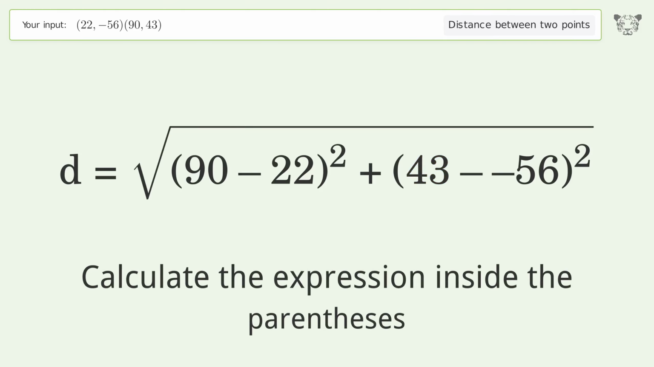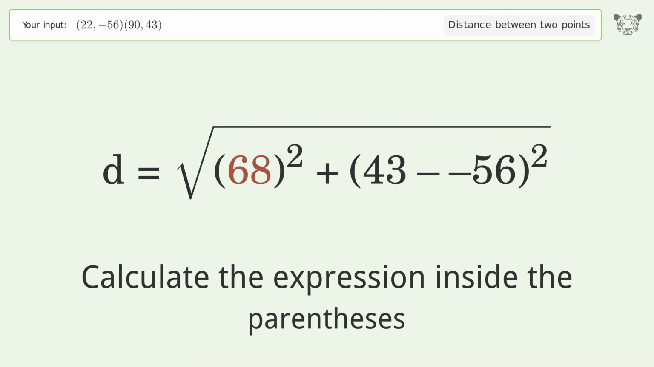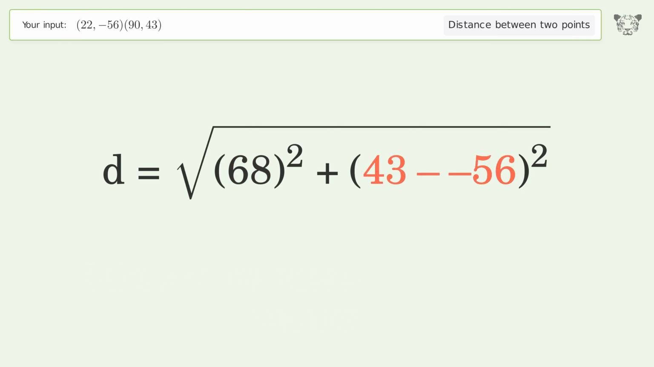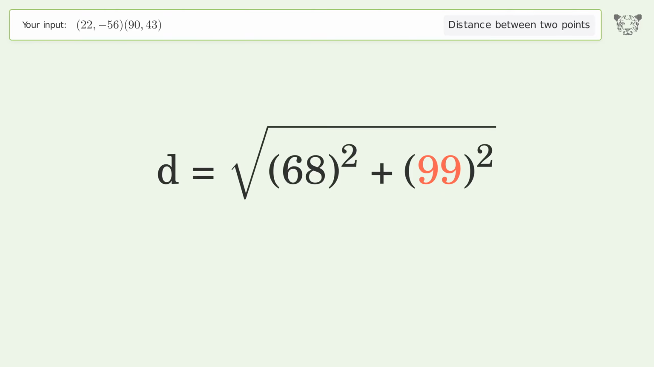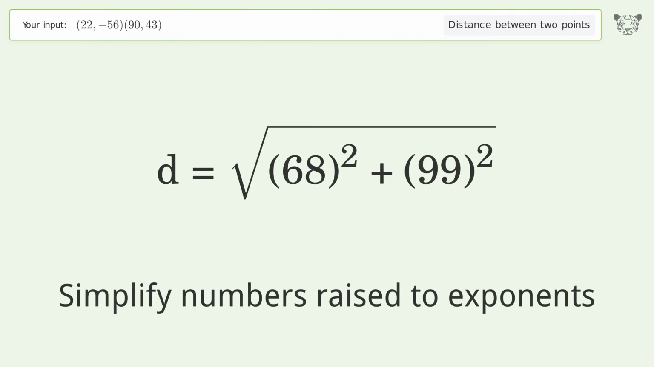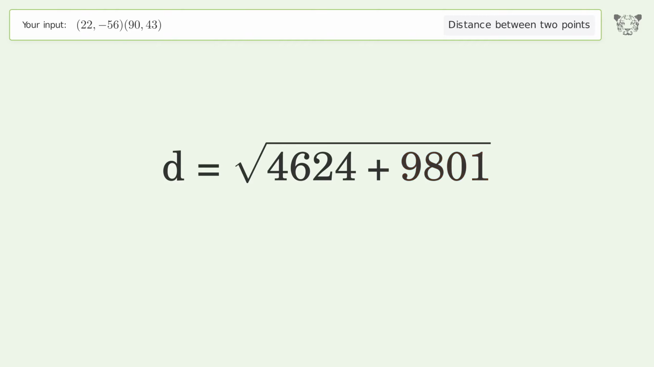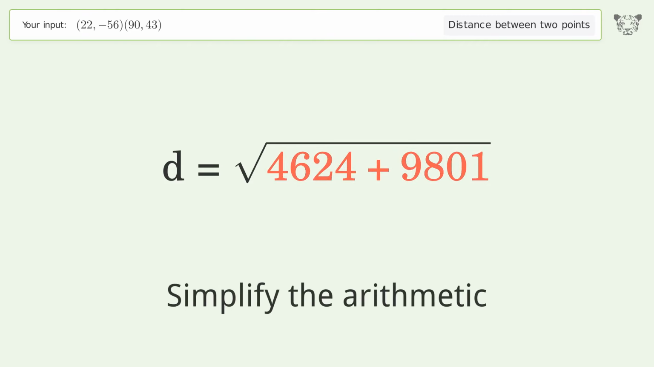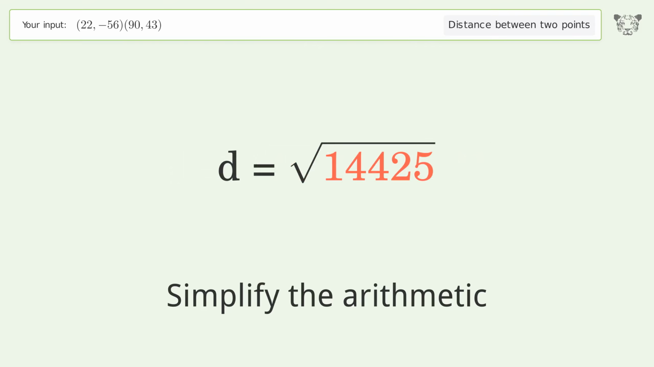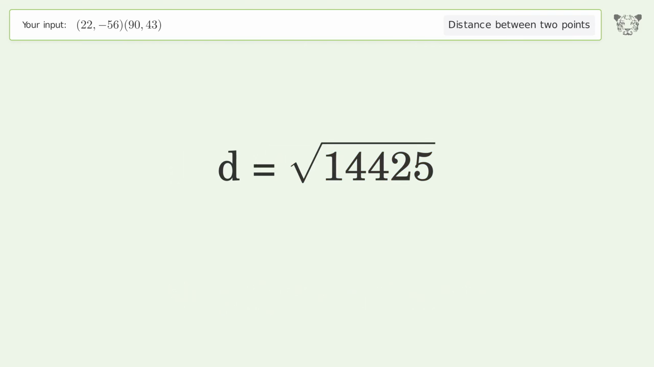Calculate the expression inside the parentheses. Simplify numbers raised to exponents. Simplify the arithmetic. And so the distance between the 2 points is the square root of 14,425 or 120.104.